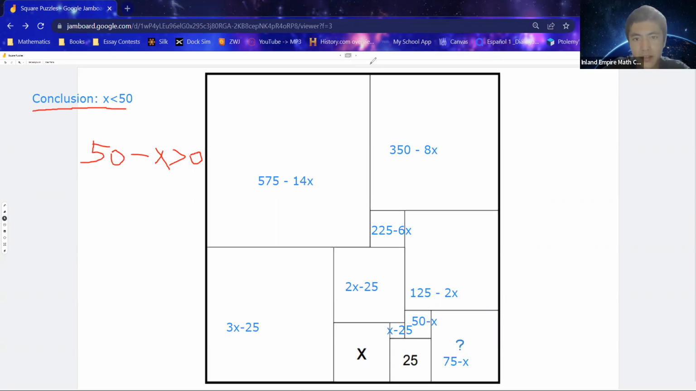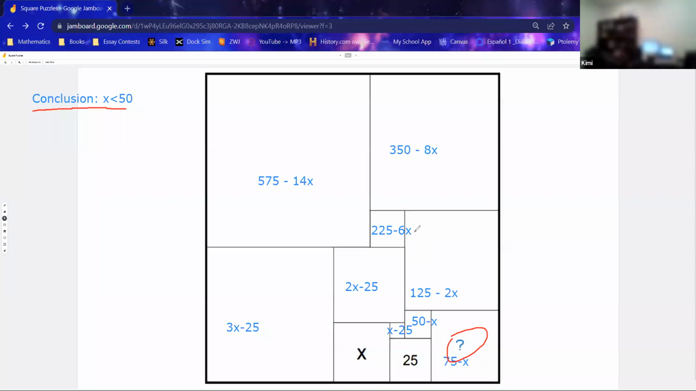And you can do a similar thing for all of the other squares, and you can get a bunch of different restrictions. But 50 minus x turns out to be the most restrictive, because, for example, if you look at this one, x would be less than 75, but we already have x is less than 50. So that's not very helpful. And if you look at all of these other ones, you would get something like x is less than or equal to 40, which is honestly not that helpful.